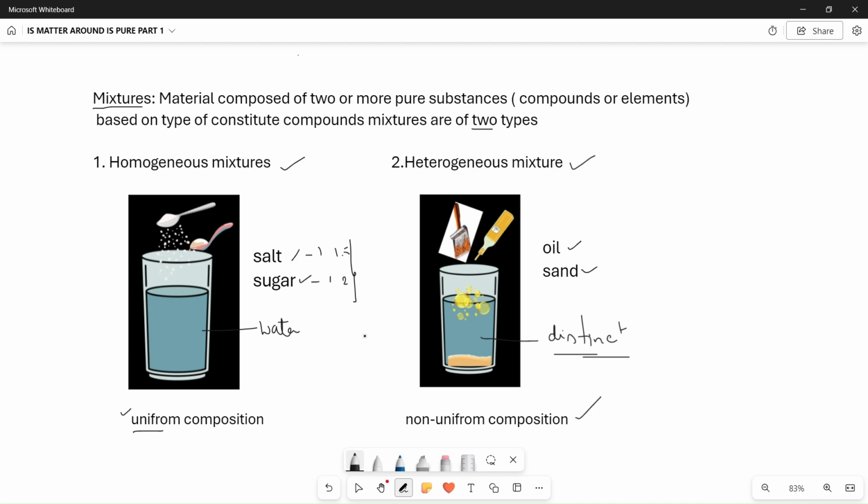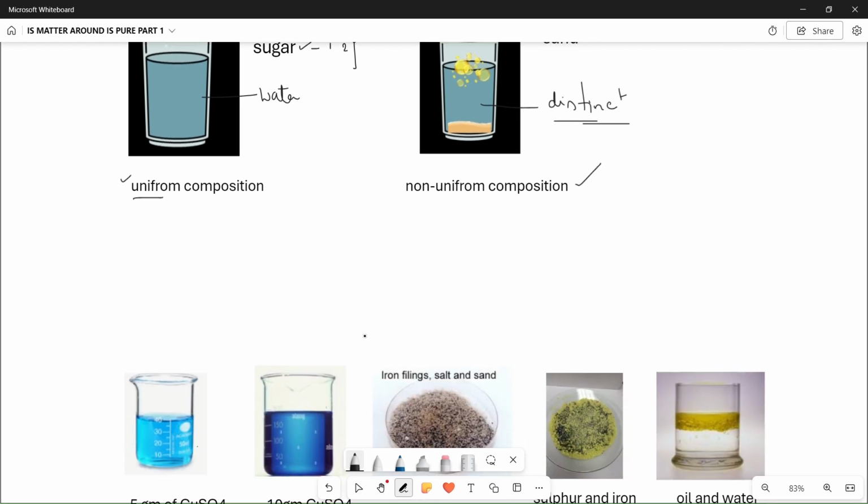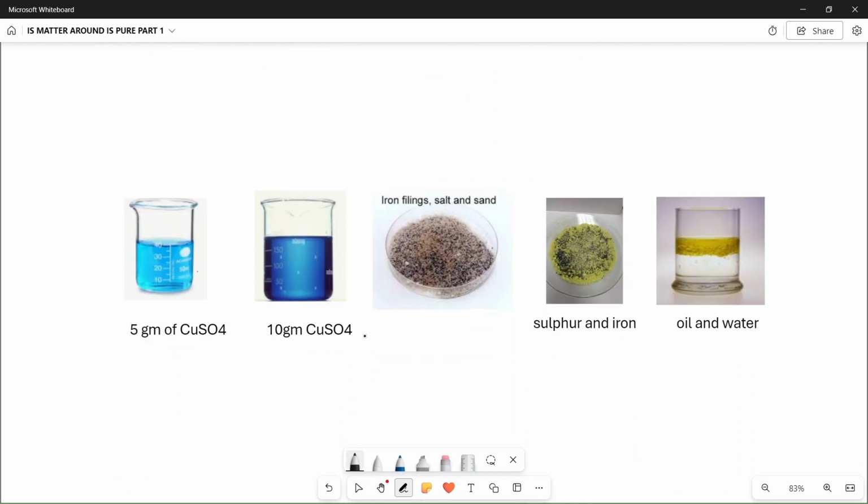Then in the textbook there is an activity given. What is that? In the lab, that simple thing you can observe in a laboratory. Take a beaker with water, and add 1 spatula or 5 grams of copper sulfate crystals. I clearly showed in the last videos how the copper sulfate crystals look.